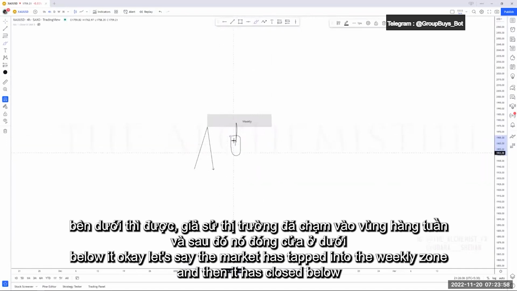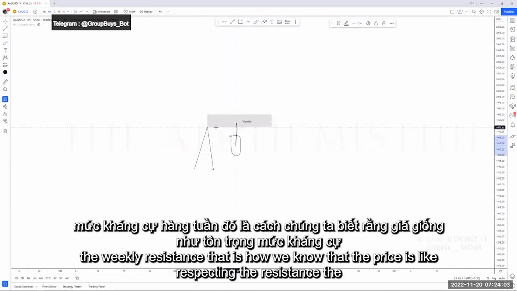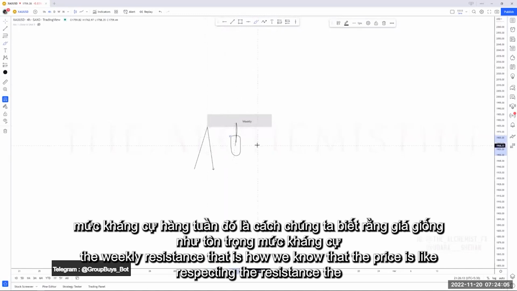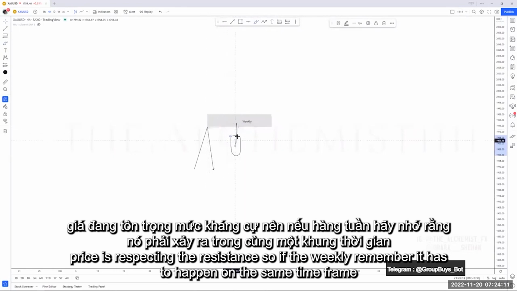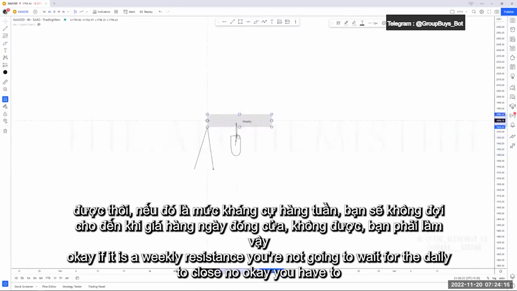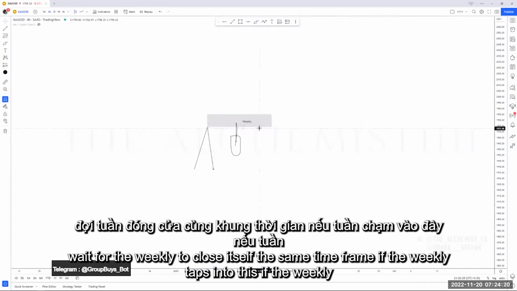Okay, let's say the market has tapped into the weekly zone and then it has closed below the weekly resistance. That is how we know that the price is respecting the resistance. Remember, it has to happen on the same time frame. If it is a weekly resistance, you're not going to wait for the daily to close. No, you have to wait for the weekly to close itself, the same time frame.